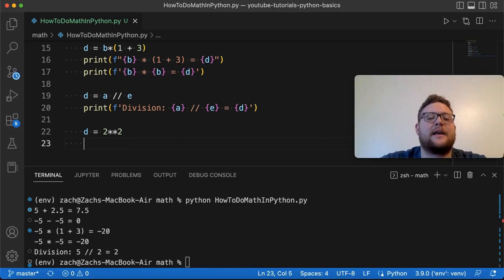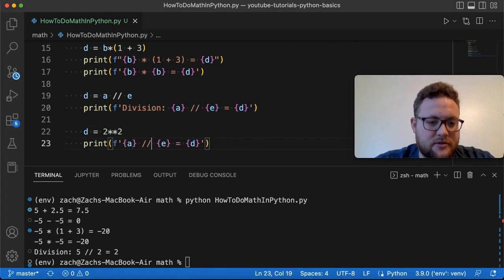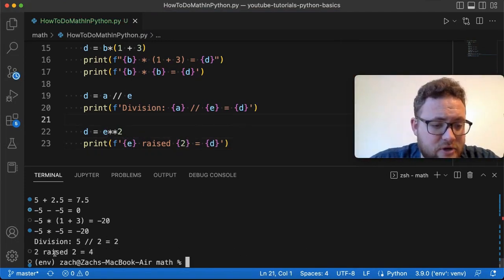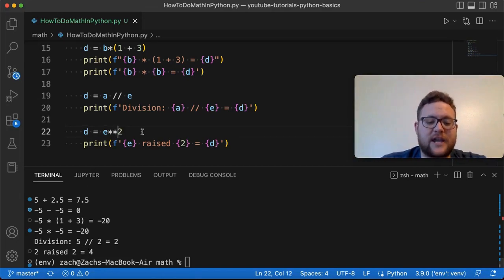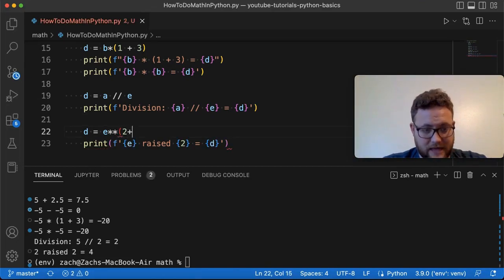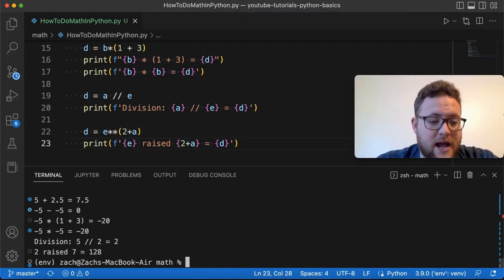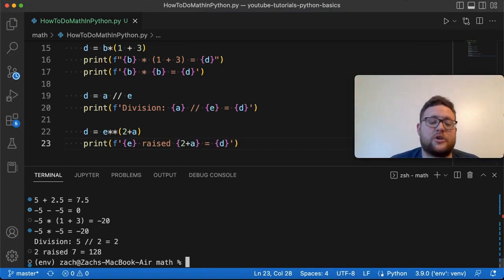So let's go e raised to the 2, that is d. If I run that, I get 2 raised to 2 is 4. Just like that. I can also chain this and say 2 plus a. I can use variables if I want. And you'll see 2 raised to the 7th is 128. So to do exponentiation in Python is basically using the double star syntax to raise whatever value is at the front to the power of whatever value you put in there.